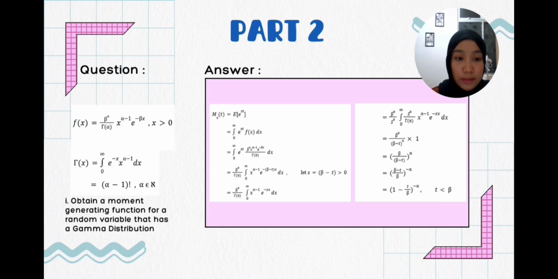Next, we divide beta to the power of alpha by s to the power of alpha and we multiply s to the power of alpha here over gamma. And we know the integration from 0 to infinity of e to the power of negative sx, x to the power of alpha minus 1, over gamma, is the gamma equation given here, so it becomes 1. So next, we take out the power of alpha out of the equation and we let beta minus t over beta be to the power of negative alpha. And lastly, we have 1 minus t over beta to the power of negative alpha, which we note here is t less than beta.